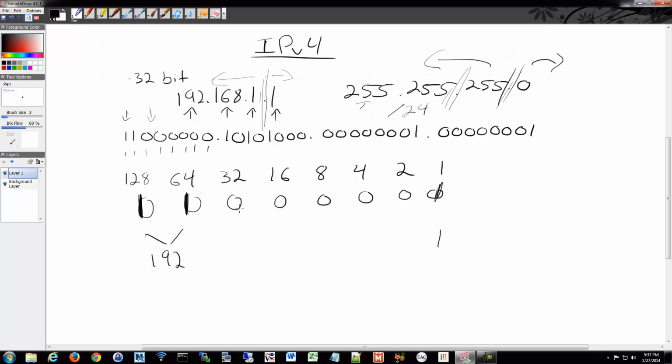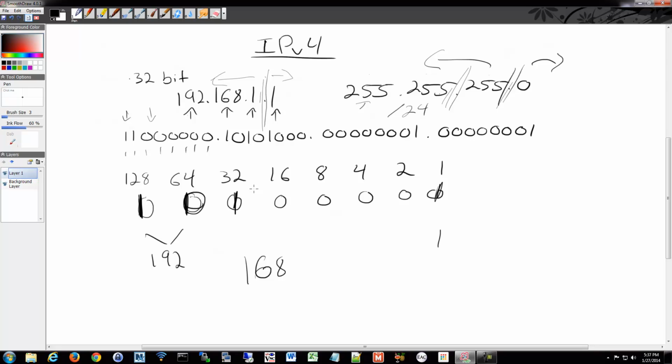If you used a different number, like 168, you'd start out with 168. And you could say, how many times does 128 go into 168? It goes in one time. How many times does 64 go into the remainder? Zero times. Next, how many times does 32 go into that remainder? One time. And so on. You basically just do a long division with these placeholders. That's really how you convert from decimal to binary and back again.